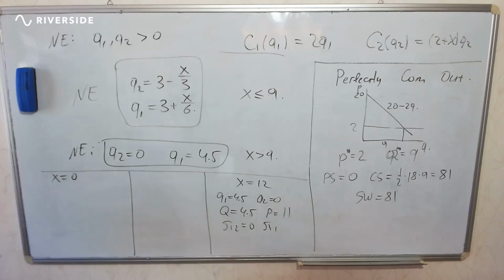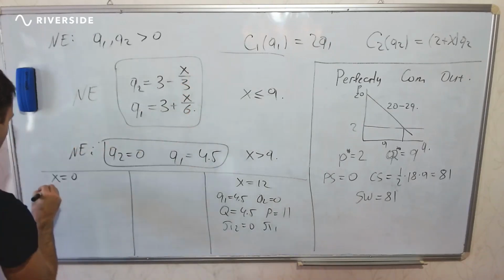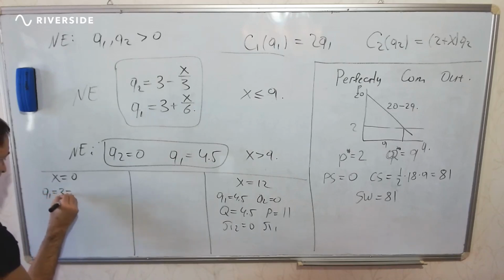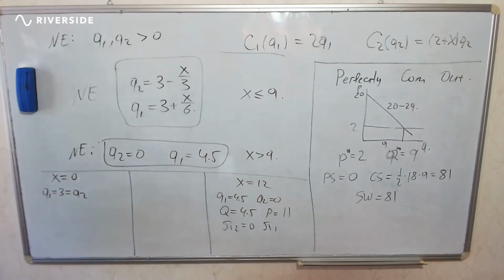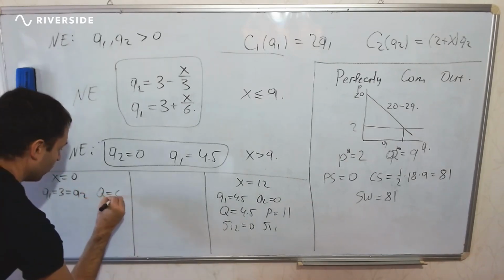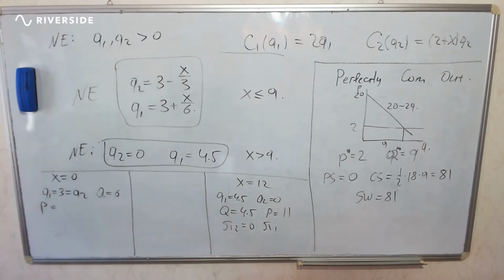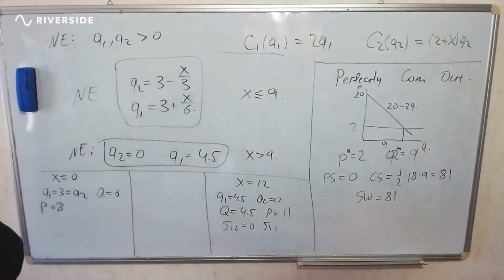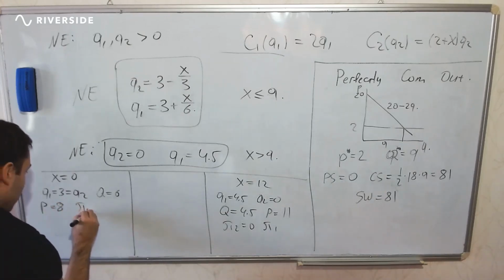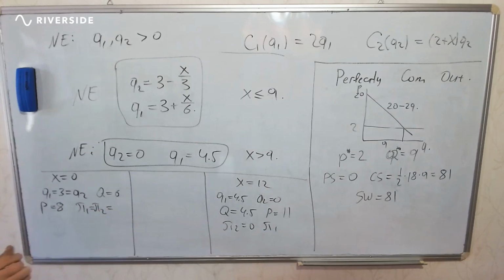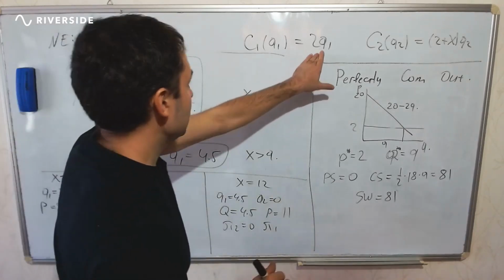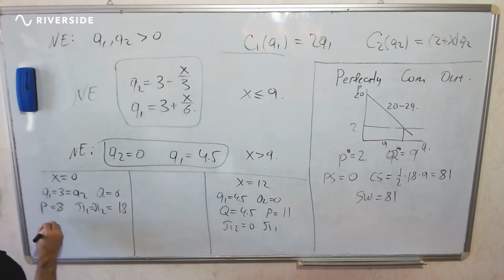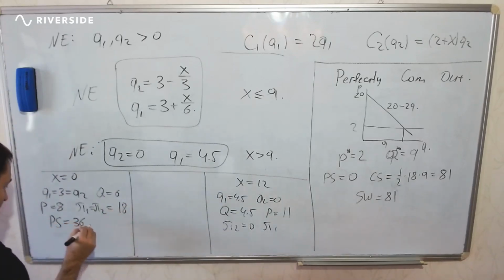When x equals 0, it's a symmetric model, so it's a symmetric equilibrium. Q1 equals Q2 equals 3, total production will be 6, and the price will be 8. Profits of the two firms will be identical. They each sell 3 units at 8, that's 24, minus the cost of 6, so profit is 18 each. So producer surplus is 36.